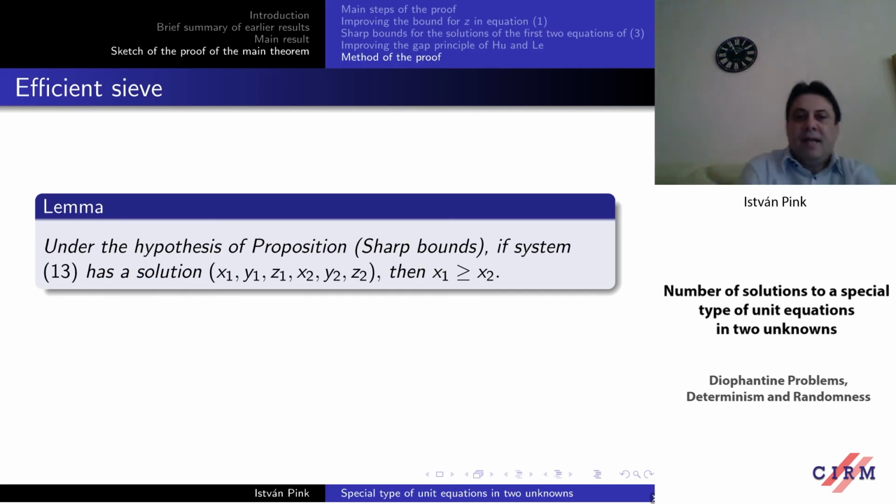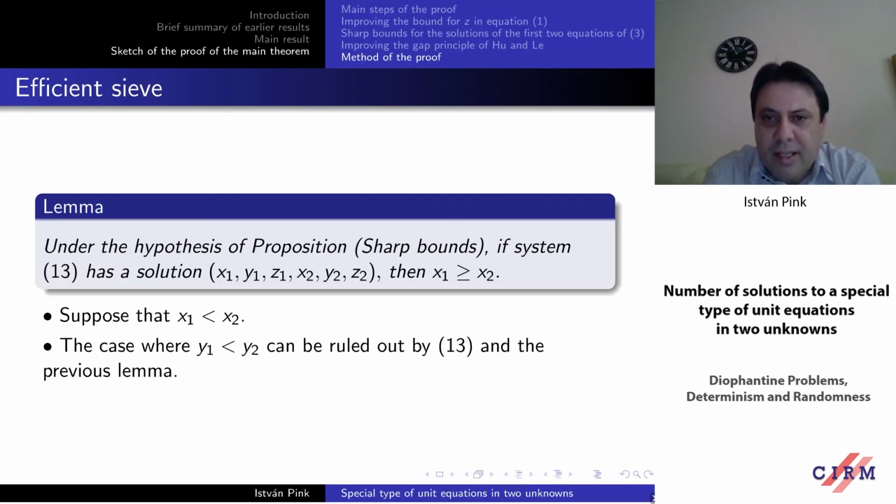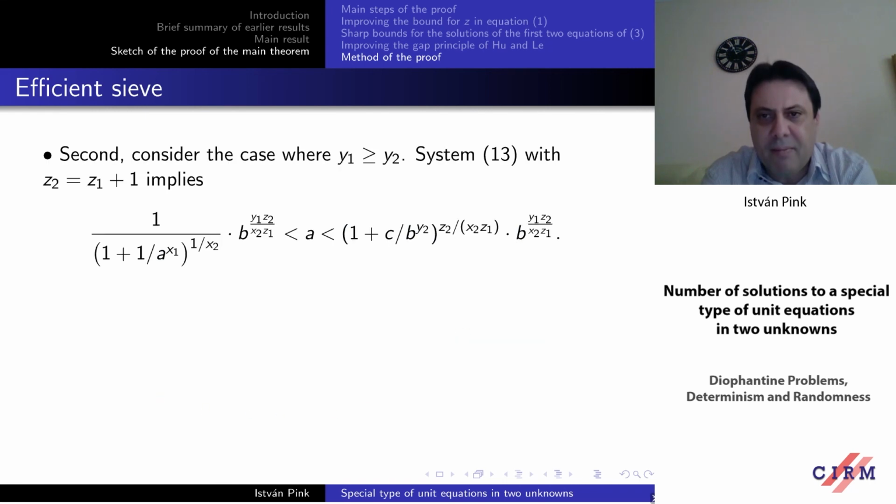And the final lemma: under the hypothesis of proposition sharp bounds, if our system formed by the first two equations has a solution, then we must have this inequality here, namely x1 greater or equal than x2. Just very briefly, again suppose the contrary. The case where y1 is less than y2 can be ruled out by our system of equations and the previous lemma. Therefore, we may assume that y1 is greater or equal than y2. And system 13 with z2 equals z1 plus 1 leads to the following chain of inequalities.